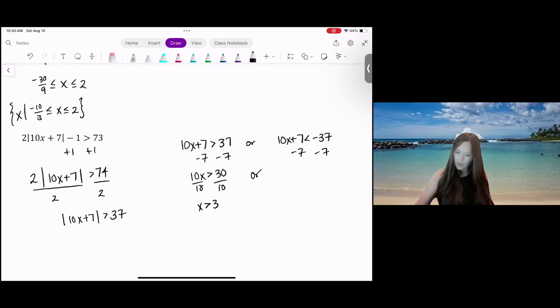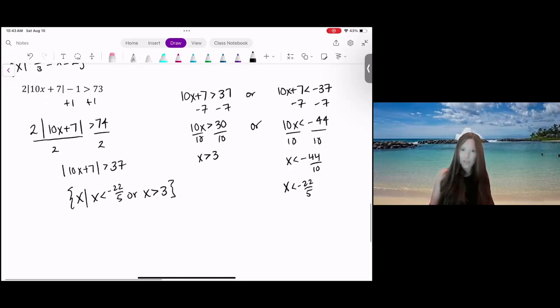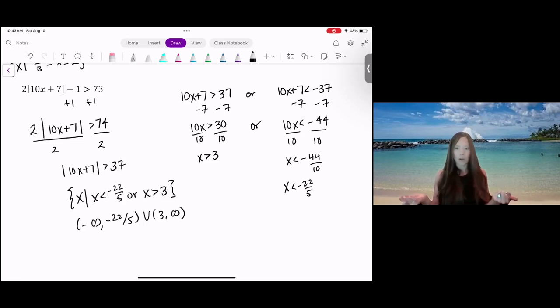Or I have 10x is less than -44. Divide by 10, and I have x is less than -44/10. I can divide both of those by 2. That's going to be x is less than -22/5. In set notation, I'm going to say the set of all x's such that x is less than -22/5 or x is greater than 3. And for interval notation, because it's an or, I'm going to write from -infinity to -22/5 and union with 3 to positive infinity. And these are all parentheses because infinity always gets parentheses.